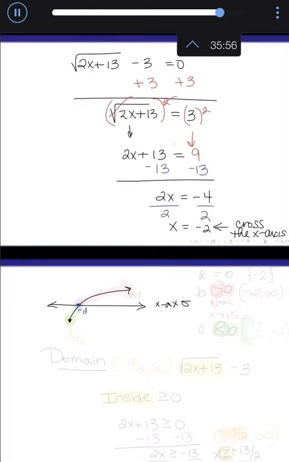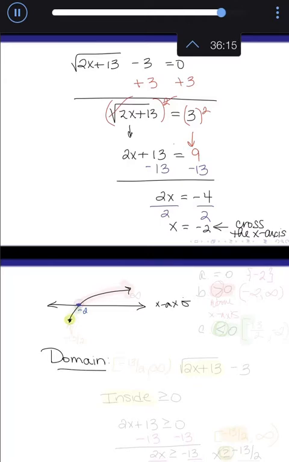So that's half of my problem of answering all three questions at once. The other part of my problem is I need to figure out where my graph starts at this point. Well, that's actually something we've already done before. That's finding its domain.